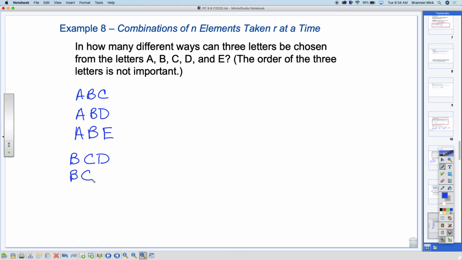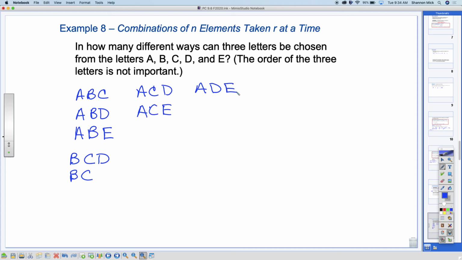Go back to the A's. A, C, D. A, C, E. A, C, B? No. A, C, B is the same as A, B, C, correct? Because order doesn't matter. Okay, so that's it. So I can do A, D, E, and that's it for the A's, right? I think that's it for the A's.